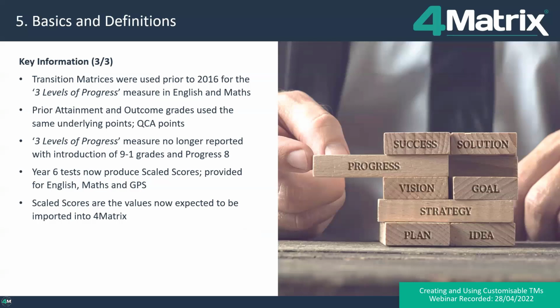As scale scores and 9-to-1 grades do not correspond to each other in terms of underlying points, the DfE have said it's not possible to find expected progress in a particular subject. However, schools can still use the 4Matrix Transition Matrices tool on the basis that they will need to set their own expected outcome criteria. Most likely, this will be calculated taking into account Key Stage 2 prior attainment to set expected Key Stage 4 outcome grades.